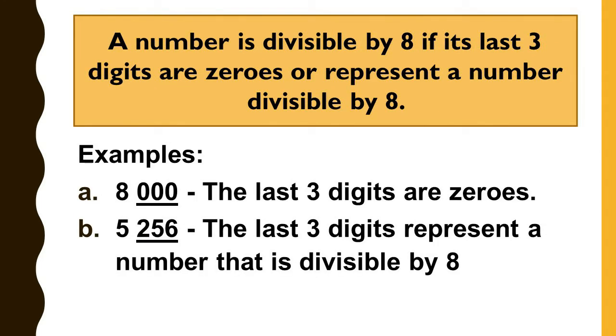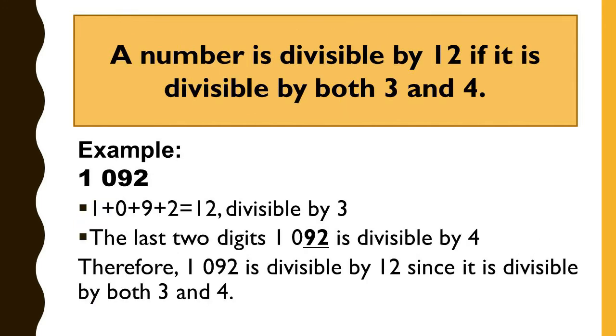A number is divisible by 8 if its last three digits are zeros or represent a number divisible by 8. For example, 8,000. The last three digits are zeros. Another example is 5,256. The last three digits, which is 256, represent a number that is divisible by 8.